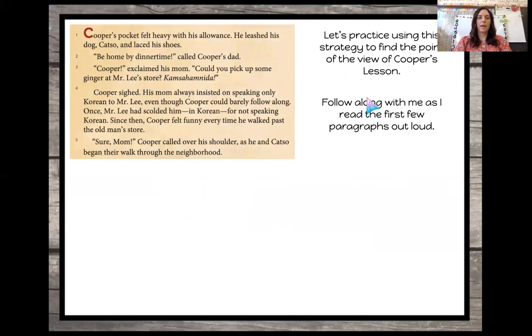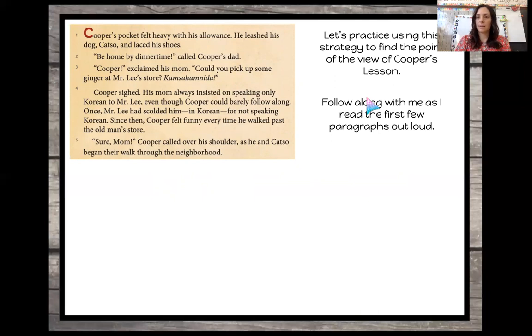Cooper's pockets felt heavy with loose change. He grabbed his dog Katso and laced his shoes. "Be home by dinner time," called Cooper's dad. "Cooper," exclaimed his mom, "could you pick up some ginger at Mr. Lee's store?" Cooper sighed. His mom always insisted on speaking only Korean to Mr. Lee, even though Cooper could barely follow along. Once Mr. Lee had scolded him in Korean for not speaking Korean. Since then, Cooper felt funny every time he walked past the old man's store. "Sure, Mom," Cooper called over his shoulder as he and Katso began their walk through the neighborhood.